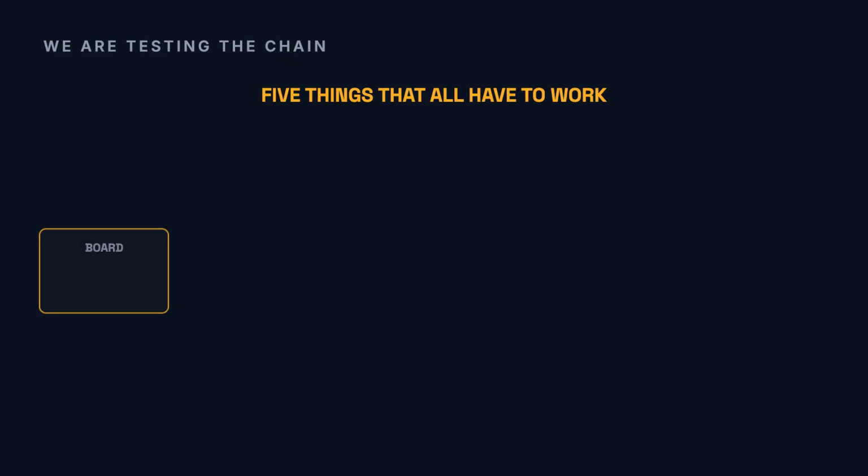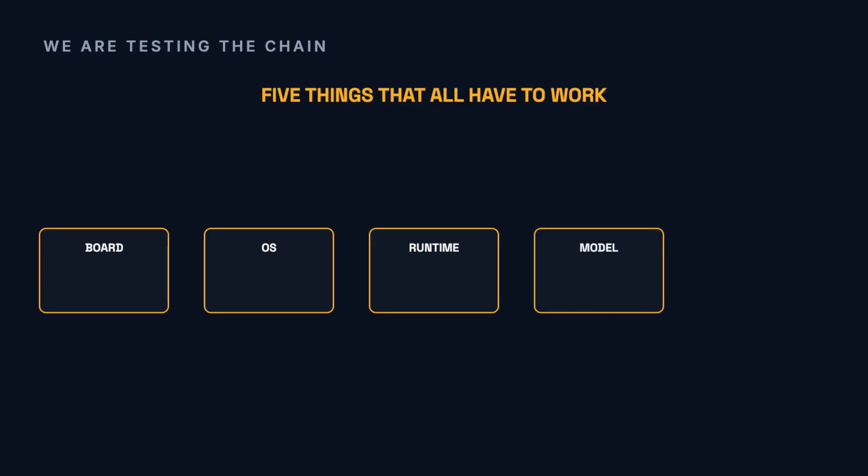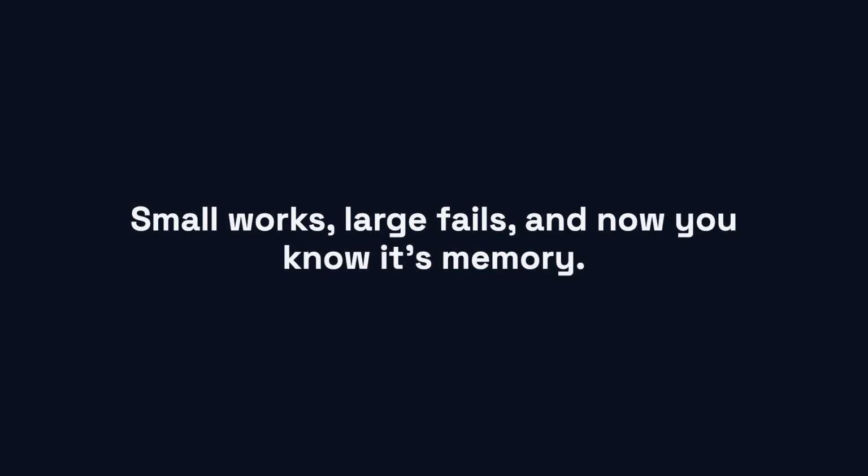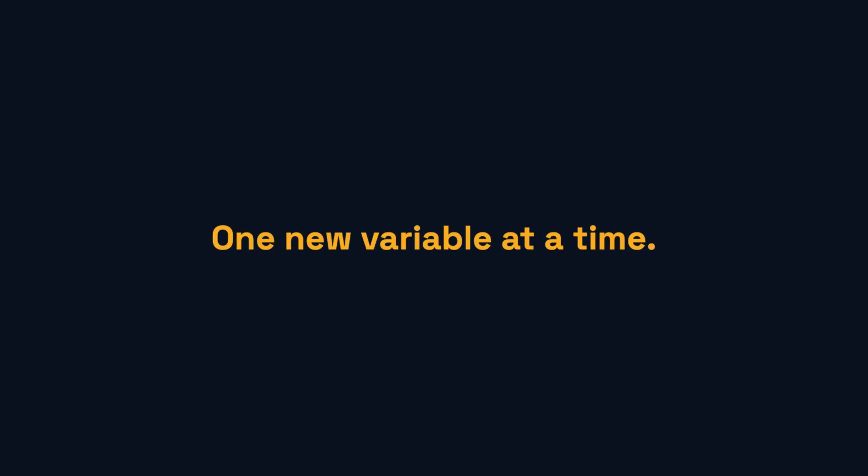We are testing the chain: board, operating system, runtime, model, output. 5 things that all have to work together. When you start with something small and it works, and then later you load something large and it doesn't, you know instantly it's a memory problem and not a broken install. Debugging is so much easier when you've only got one new variable at a time. That's just good engineering, and it applies to a lot more than this.